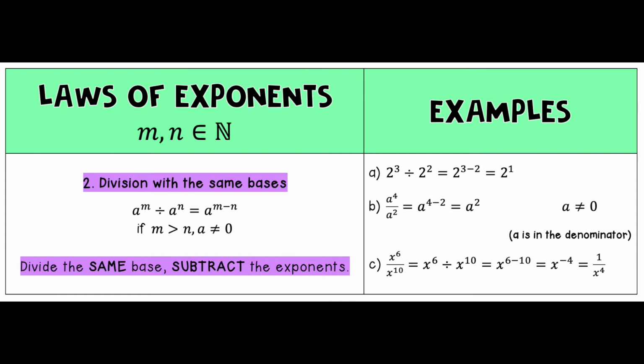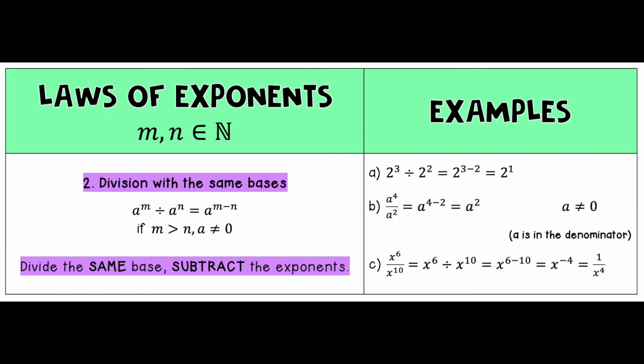If we think about our second exponential law of dividing the same base, when we divide the same base, we subtract the exponents. 2 to the power of 3 divided by 2 to the power of 2 is equal to 2 to the power of 3 minus 2, which is 2 to the power of 1. Remember, obviously, you don't have to put in the middle step. I'm just putting in the middle step for you here.